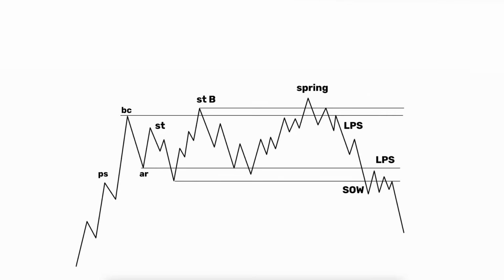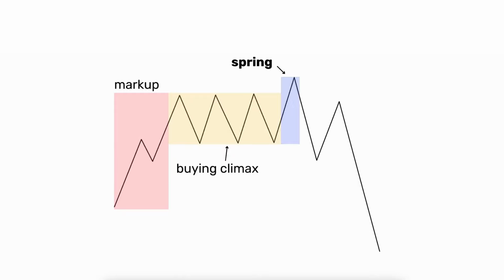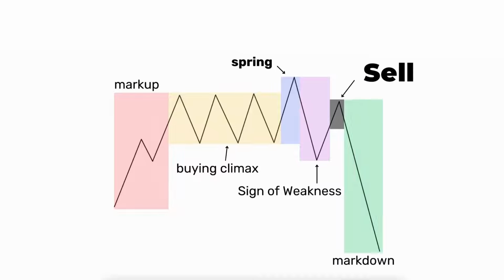The same approach applies to distribution as well. Instead of trying to follow the complex distribution schematic with all its different elements and individual price movements, we can simplify it to essentially the same structure we just went through, but flipped upside down. When we look at a distribution, the pattern follows a similar logic, but in reverse. We start with the markup phase, followed by the buying climax and distribution range. Next comes the sweep or spring, where the market takes out the high of the buying climax, then a reversal that closes beneath the range. This is the sign of weakness. After that, we wait for the pullback to sell, leading into the profitable markdown.